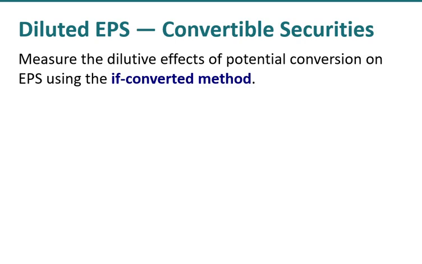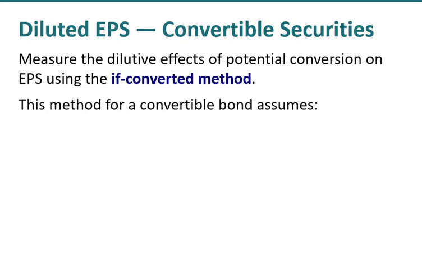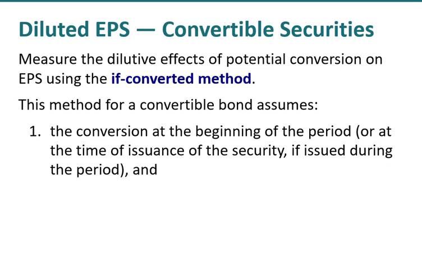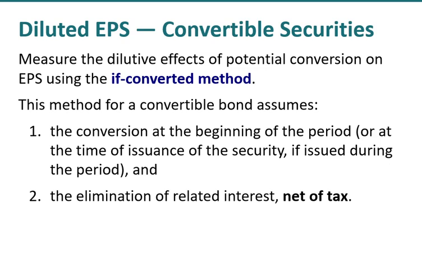We measure the dilutive effects from potential conversion on EPS, earnings per share, using what we refer to as the if-converted method. This method for a convertible bond assumes that the conversion takes place at the beginning of the year or at the time the securities were issued, if issued during the year, and eliminates or restates our interest expense net of tax for any dilutive convertible bonds.